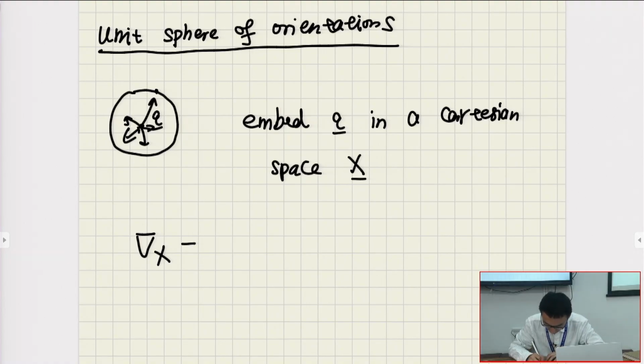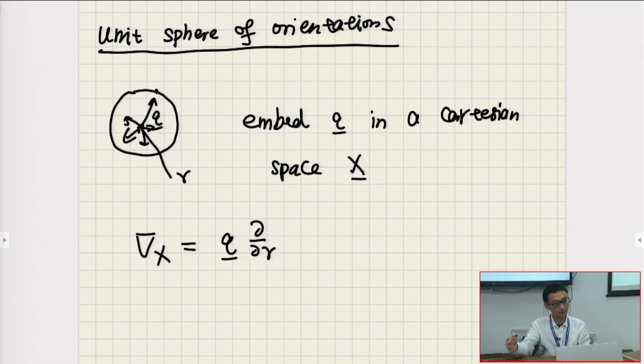I can break this apart into 2 components in spherical coordinates. One is the derivative in the Q direction, which would be in the radial direction, right? Similar to a sphere. So what's the vector in the radial direction? That's Q. And then I have a derivative in R. So R would be my radial coordinate.